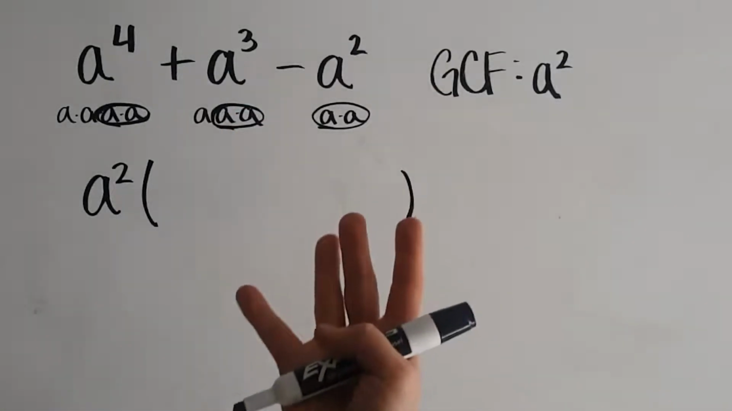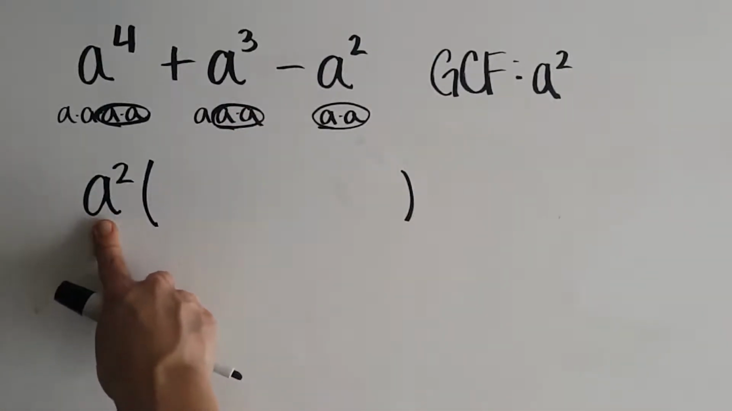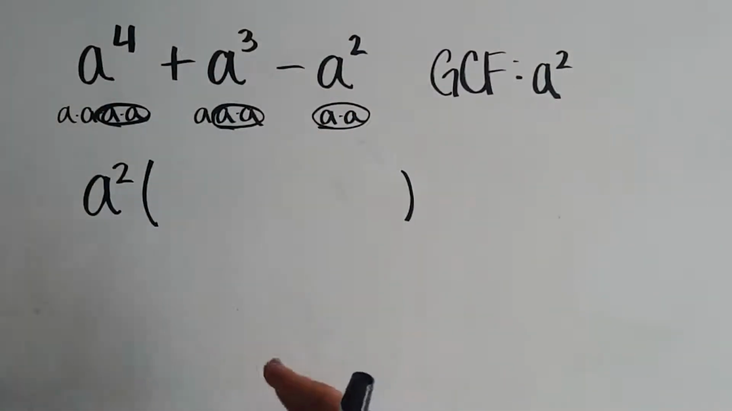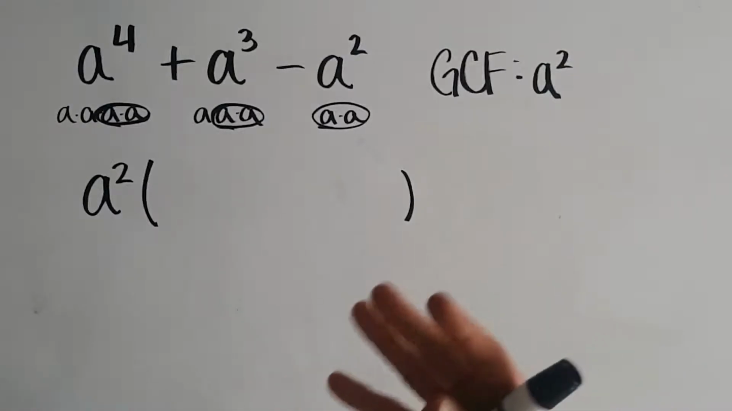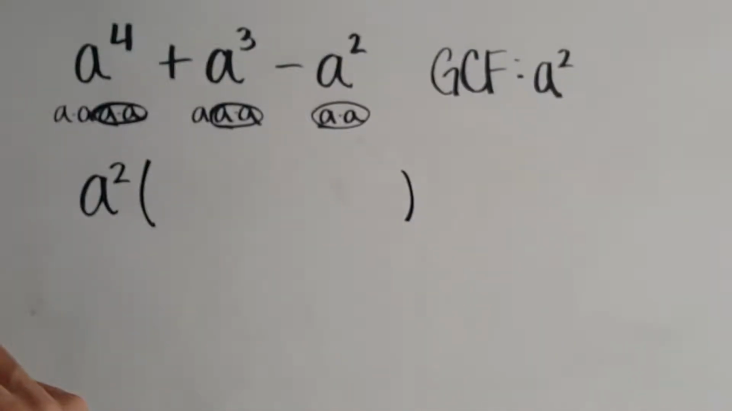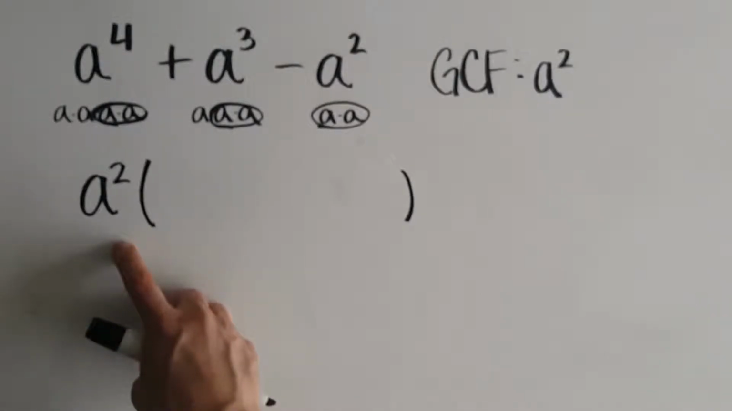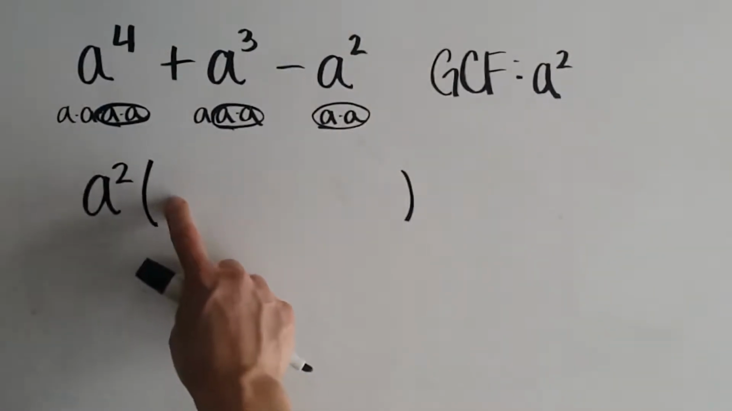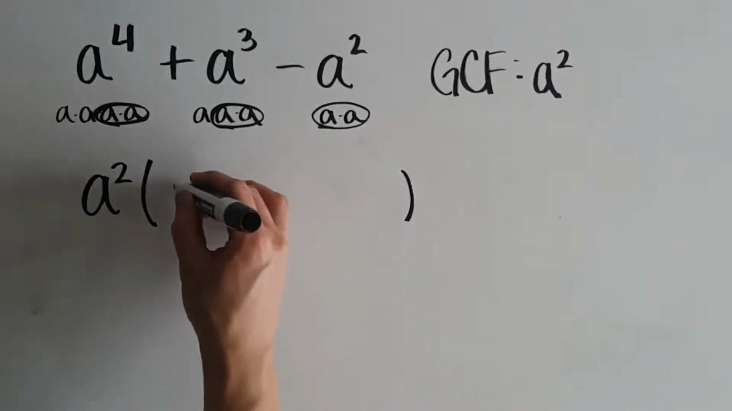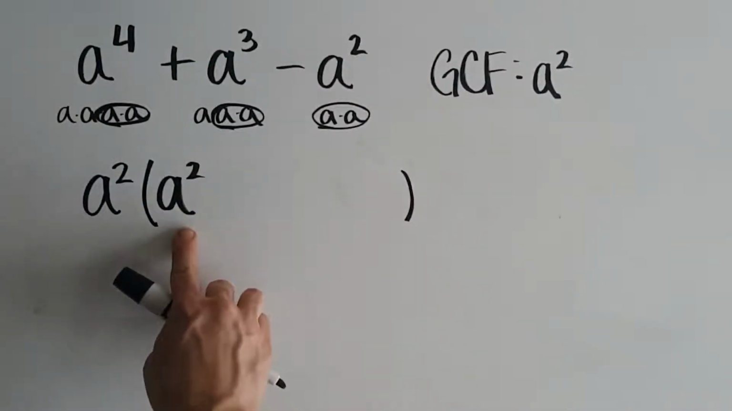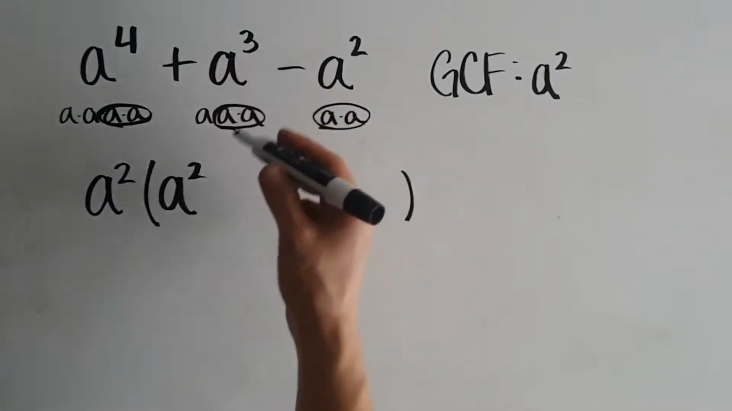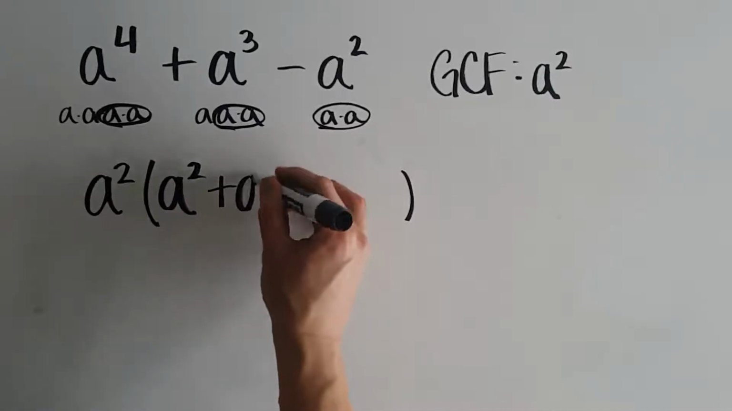We can just ask ourselves, what would I have to multiply a squared by to get each of these terms? Or, since factoring is undistributing, that kind of means dividing, so I could actually divide these. I'll show you both methods. Method 1 is to say, okay, a squared times what number or expression is going to give me a to the 4th? Well, a squared times a squared gives me a to the 4th. What would I have to multiply by a squared to get back to a to the 3rd? That'd be a to the 1st power.